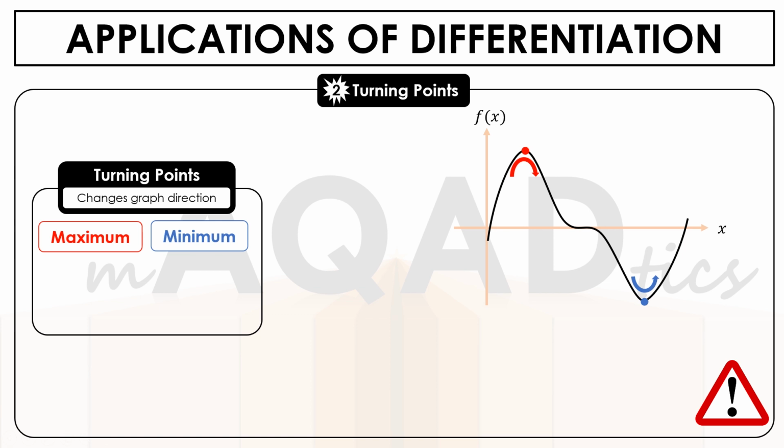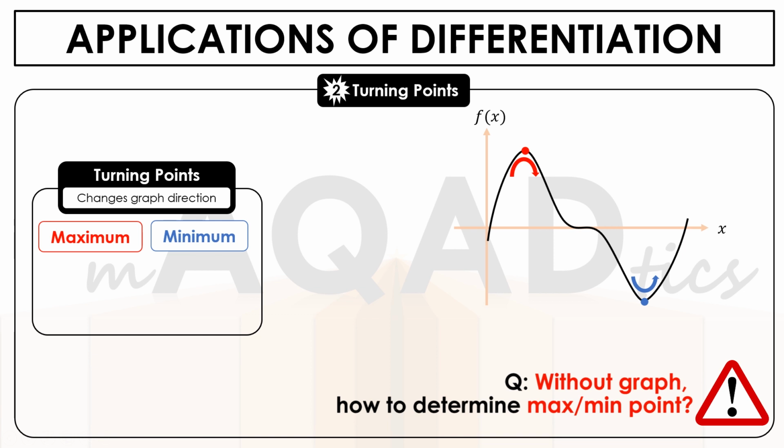Alright, so now imagine we are not given the graph, but we are given a few equations, and the question tells us to determine whether a point is a maximum point or a minimum point, without the graph. So how do we solve this question? We have 2 solutions here. One is the tangent sketching method. For the detailed steps, I will explain it during the questions discussion videos.